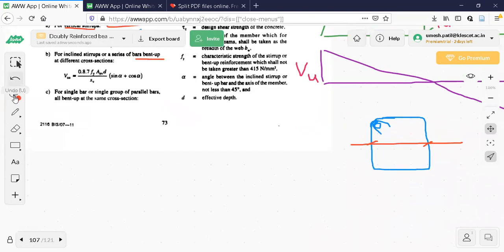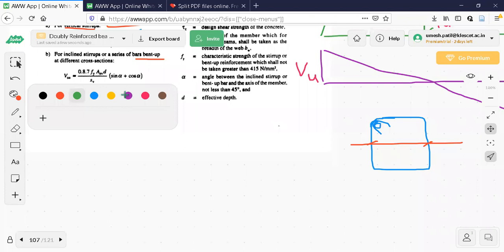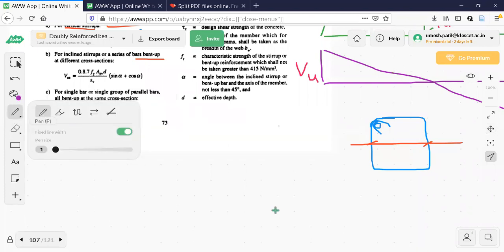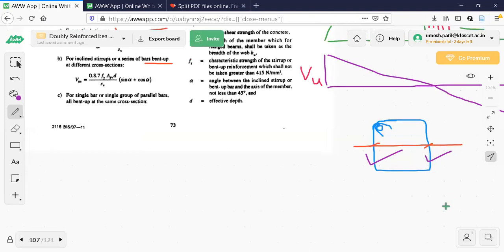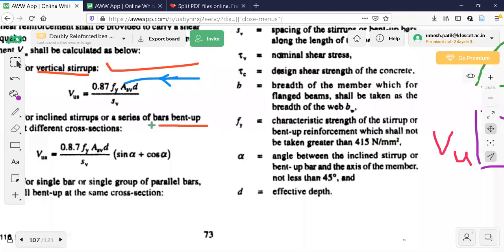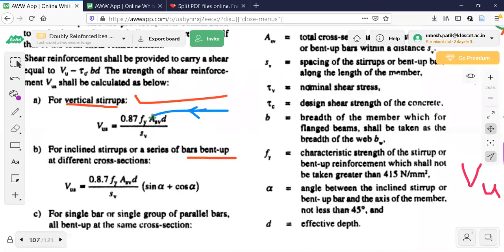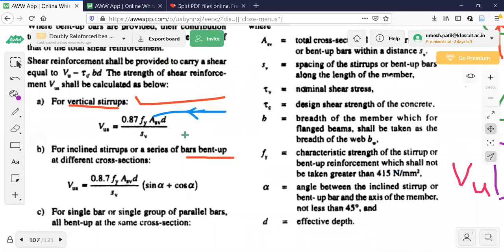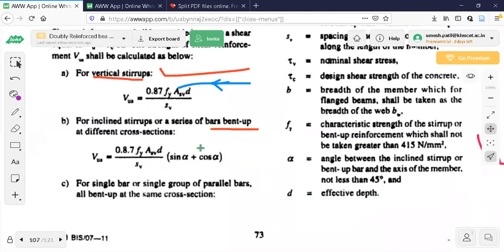Two-legged means what? Again, I am telling you, observe. See this one. This is one leg, a vertical line. This is one leg, and one more leg is here. So that is a two-legged stirrup. ASV for a two-legged stirrup is equal to 2 into pi by 4 into 8 square, if the diameter of the stirrup is 8 mm. If it is 6 mm, it is 6 square. This one I'll tell you in the problem.